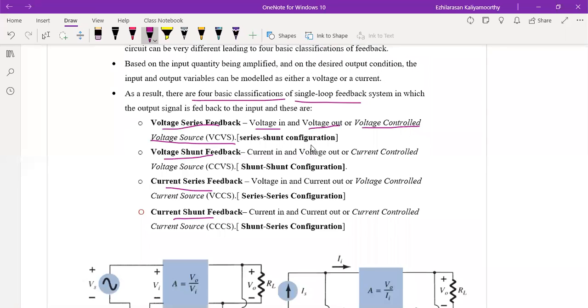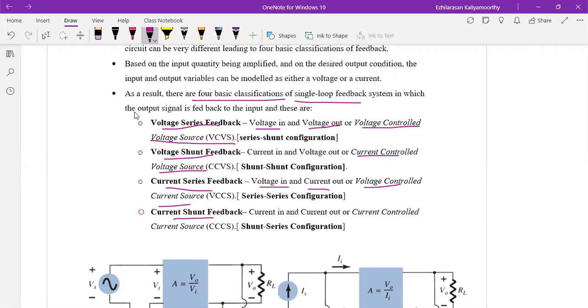Sometimes we call it the series shunt configuration. From this, the input is voltage and the output also is voltage. So this is one configuration. Second, voltage shunt. You should know that shunt is nothing but parallel. Voltage shunt feedback means the input is current and the output is voltage, or a current controlled voltage source. Sometimes you may call it the shunt configuration. Third, the current series feedback, that is voltage in, current out, or a voltage controlled current source. Fourth is current shunt feedback.